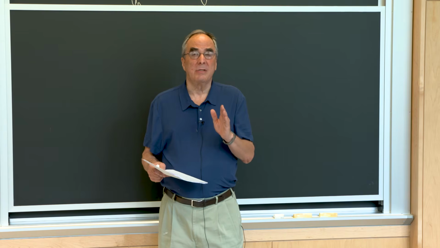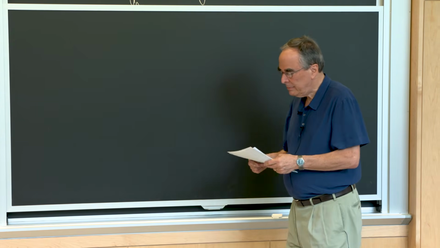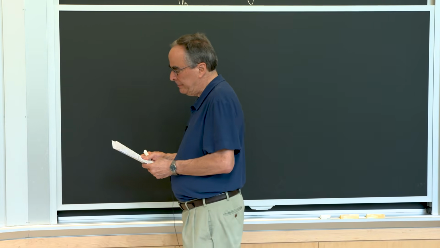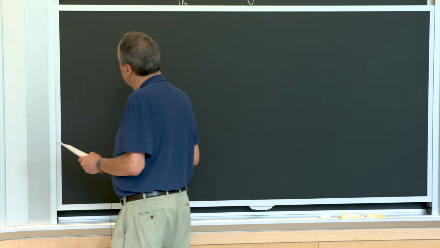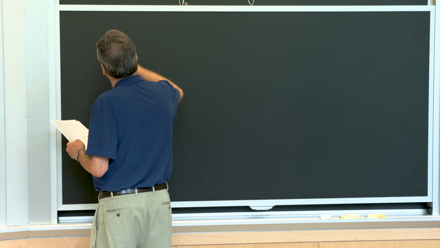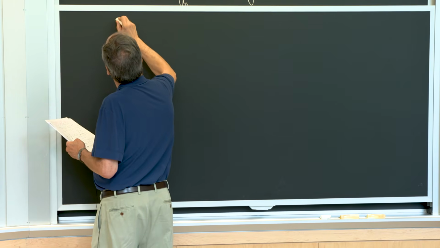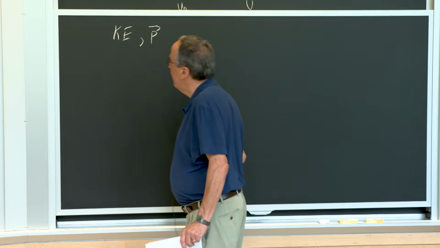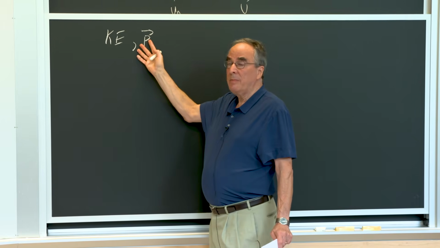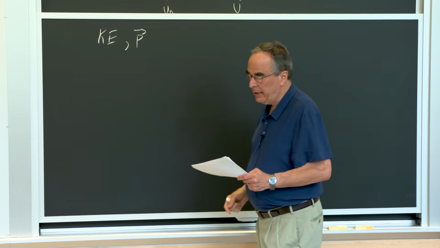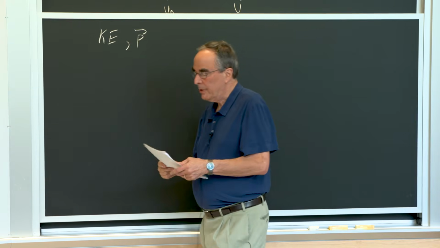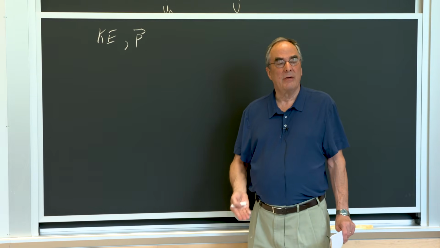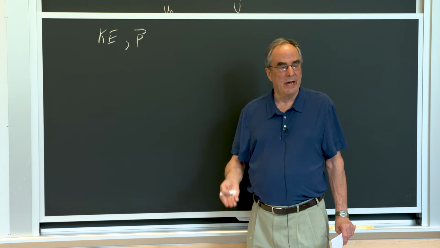What are the properties of particles? I'm getting ahead of myself, but as long as I said this, particles have kinetic energy and momentum. Kinetic energy is a scalar quantity, momentum is a vector quantity, and right now what we want to do is measure the kinetic energy of the electrons that are produced by the annihilation of photons.